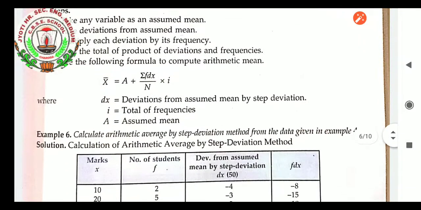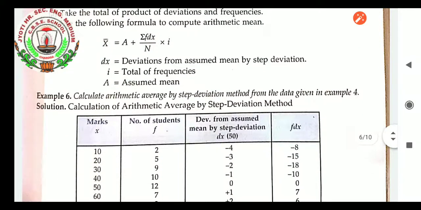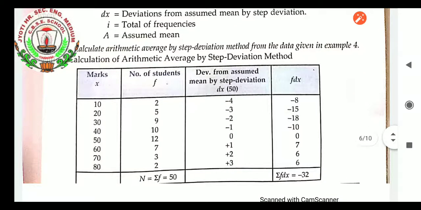Okay, let us take a question. Step deviation method. The formula is the same as the shortcut method, only I is multiplied. We will take the same example 4. So here we don't have to go there. Marks and number of students are written the same as in example number 4. You see x and f. What to do next? Dx, I explained the calculation to you. Let us take 50 instead of 40. No issue. One time we solved with 40 as the assumed mean, and this time we will take 50 as the assumed mean.